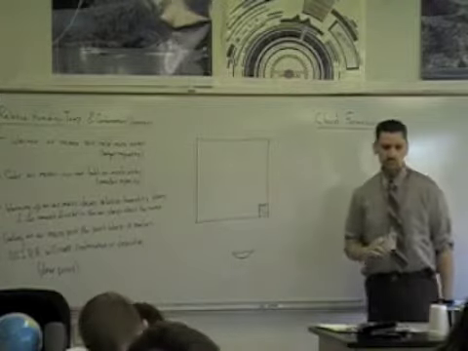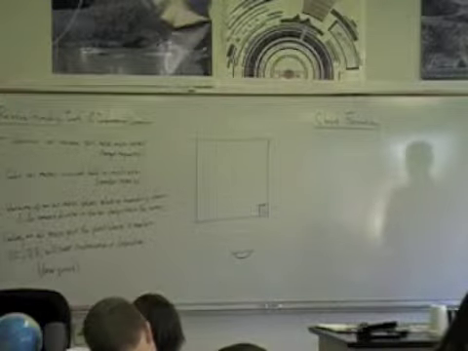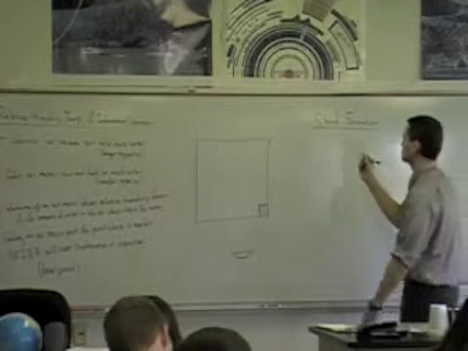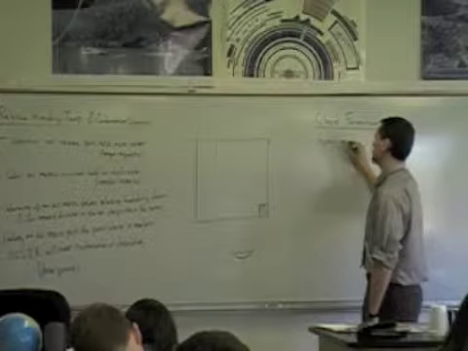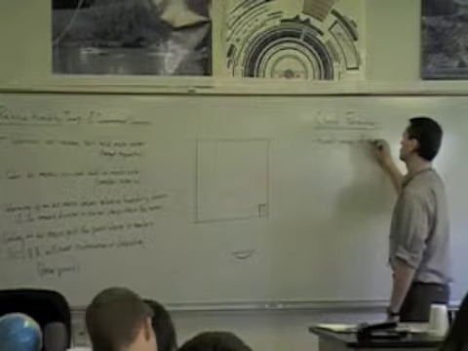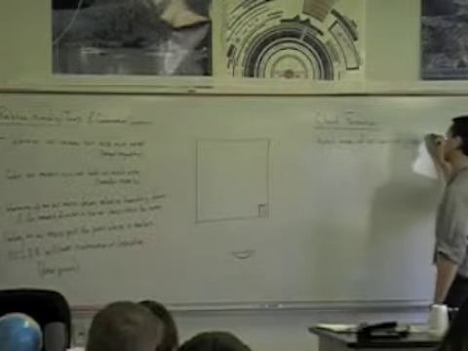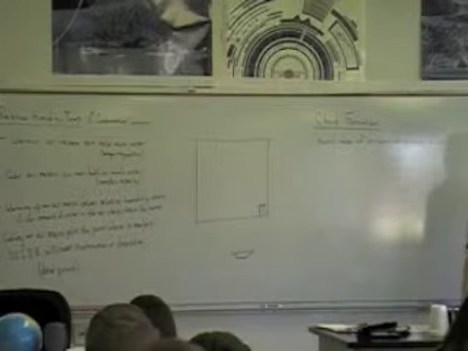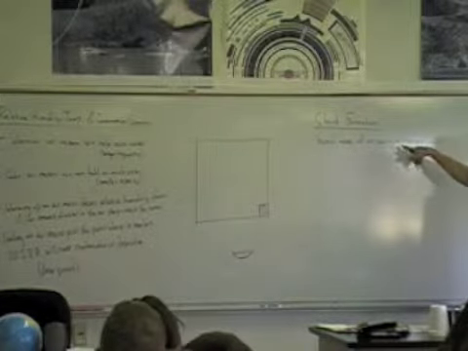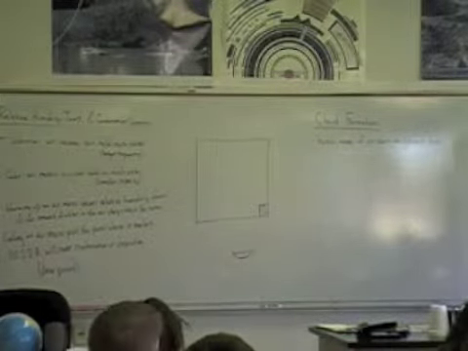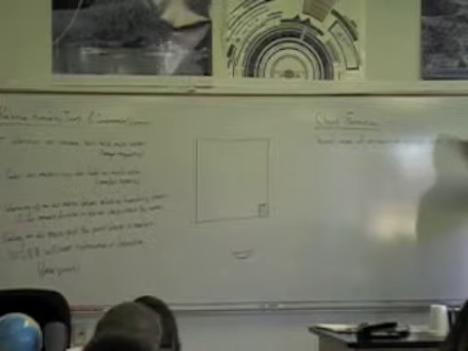Cloud formation. So we'll start from the beginning, where we have a humid mass of air down at ground level. Remind me where the heat source is in the troposphere. The ground. So this humid mass of air down at ground level is going to get warmed up by the Earth.